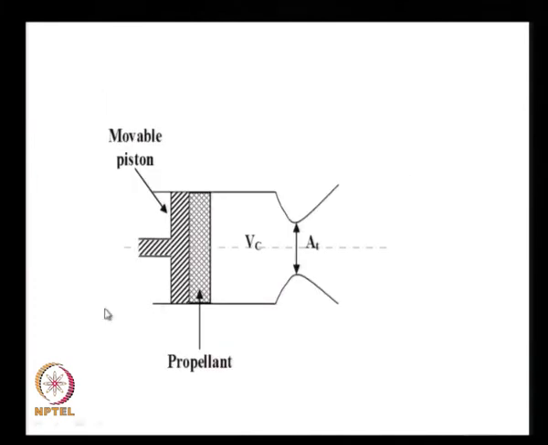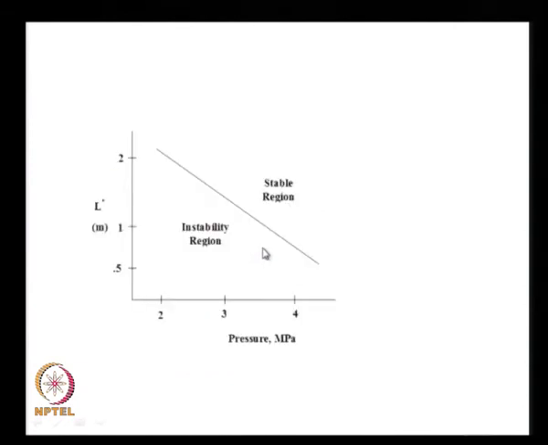Well, I could have a motor in which I can vary my Vc, that is the chamber volume, for a given throat area, get different values of L star and operate it at different values of chamber pressure. I have a propellant here, I have a movable piston by which I modify my volume for each experiment, and therefore I operate at different values of L star, different values of pressure, and thereafter I can get my particular plot, and this is how we define the L star boundary.